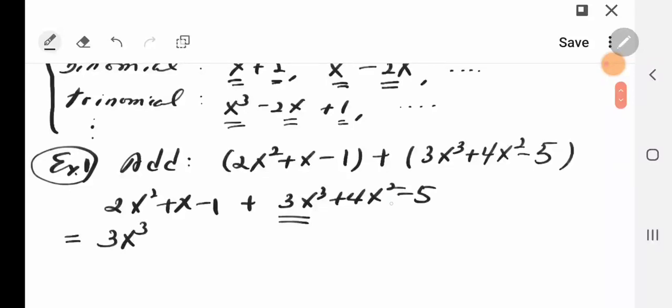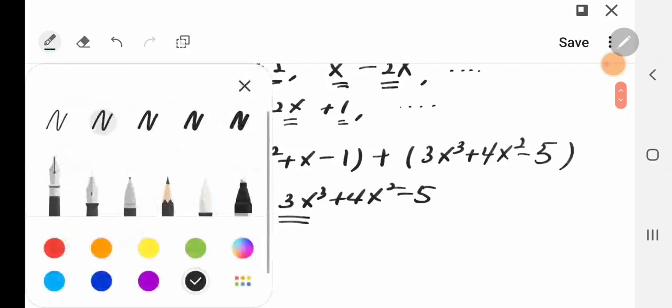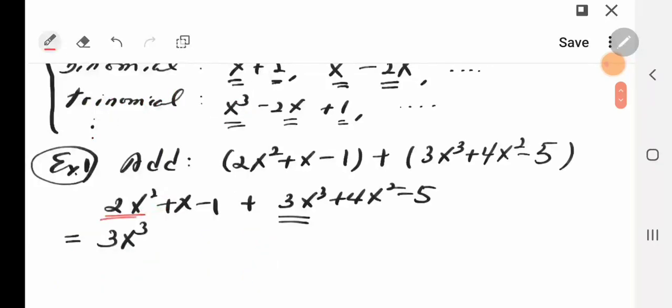Next term should be x squared. We have two terms of x squared. Here it is 2x squared, and here's another one. So let's add these together. When we combine the like terms, we just add the coefficients. So the coefficients 2 and 4 are added, and 2 plus 4 is 6x squared. And write the x term. Here's only one x term, so write it down, x.